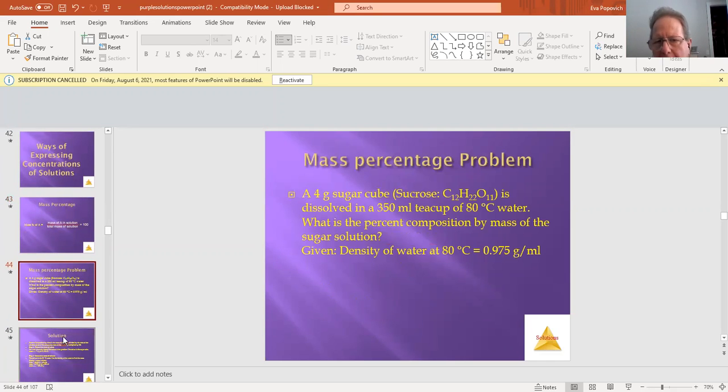So basically, you have 4 grams of a sugar cube and 350 milliliters of water. What is the percent composition by mass of the sugar solution? Density of water at 80 degrees Celsius is 0.975 grams per milliliter. Jennifer.